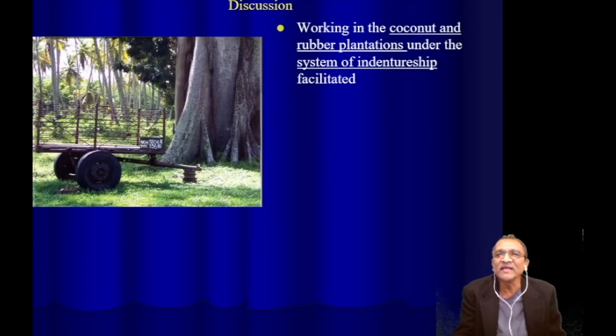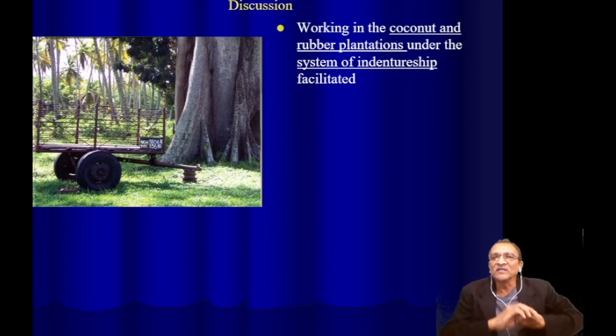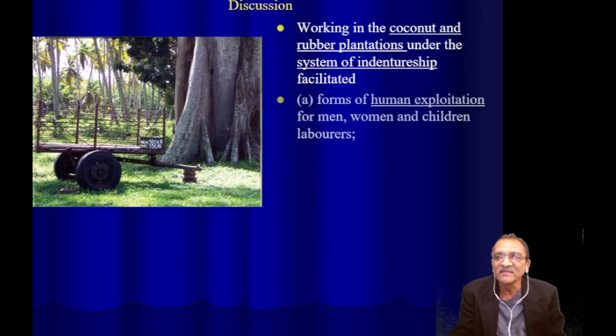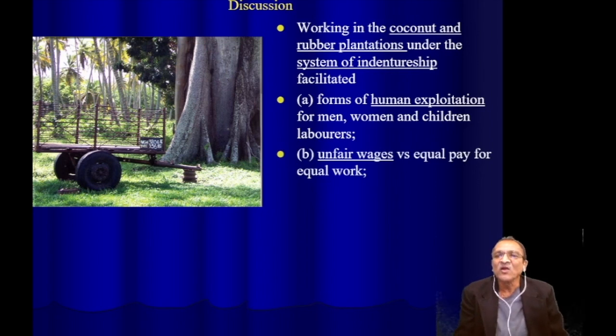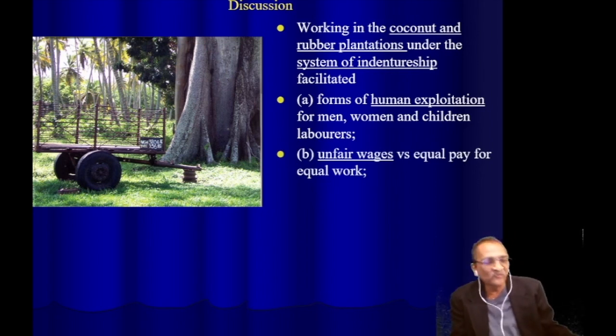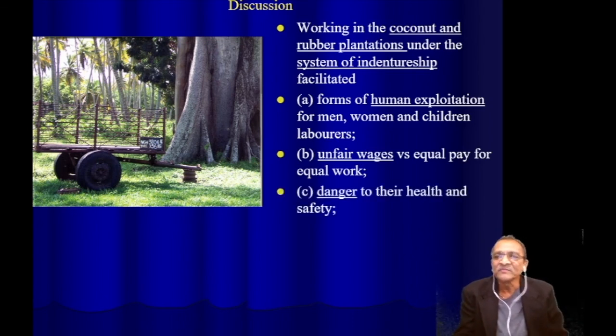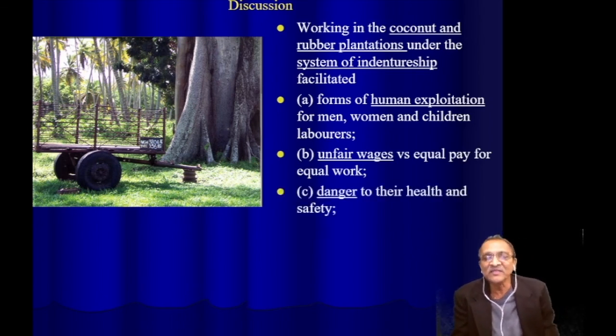Discussion, I'm coming to the end. So working in the coconut and rubber plantations under the system of indentureship facilitated forms of human exploitation for men, women, and children laborers. Children had to work as well. Unfair wages. You have to work very early, sometimes very late. Extra work, no extra pay. Danger to the health and safety.